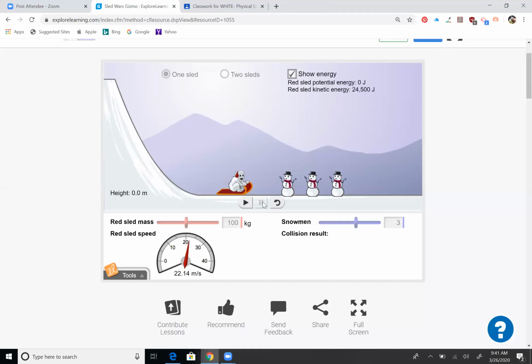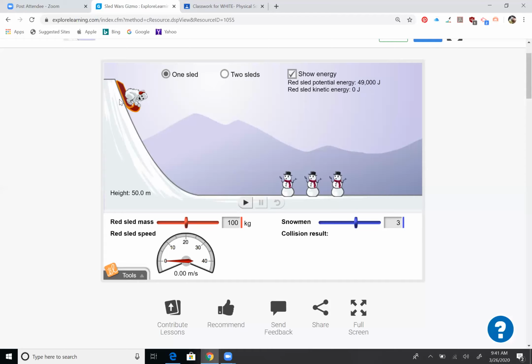All right, number 2, explore. We want to play with the height of the sled and the mass of the sled to observe the effects on the change of potential energy. How does potential energy change when height is increased? I'm going to reset it. Right now at 25 meters, we're at 24,500 joules. If I bring him up, we can see that it increases as height increases. It went up to 49,000. So for A, it just increases.